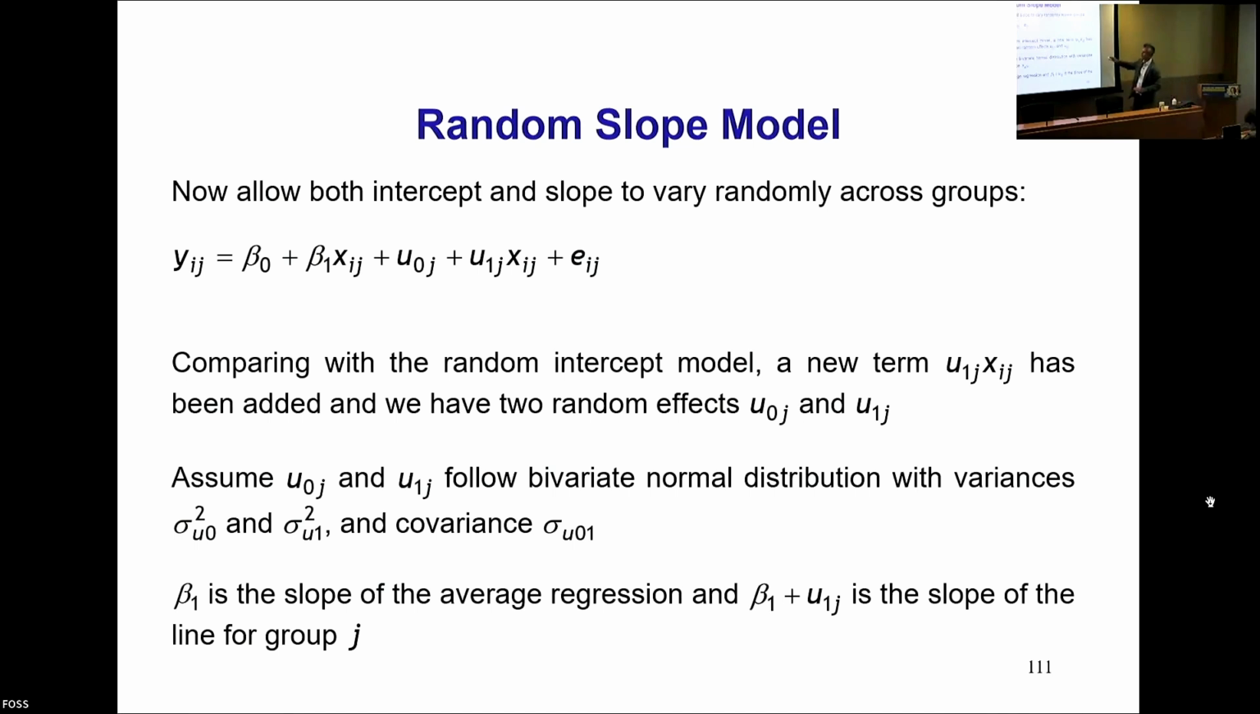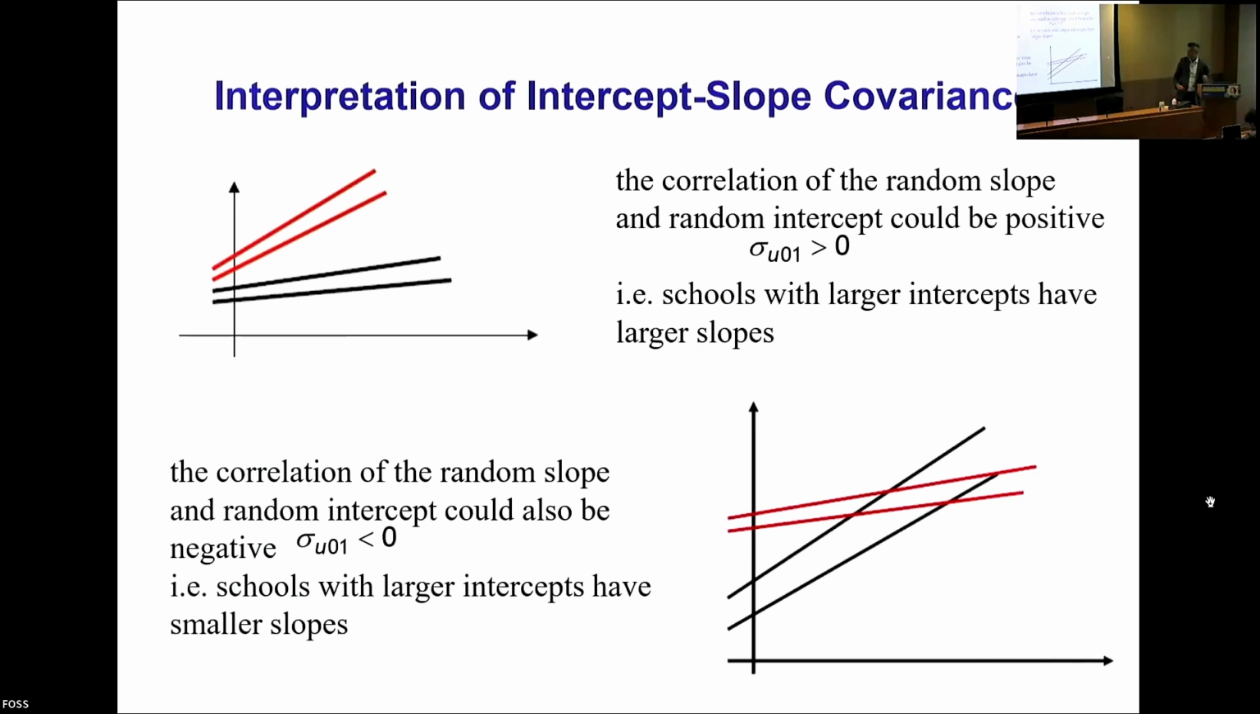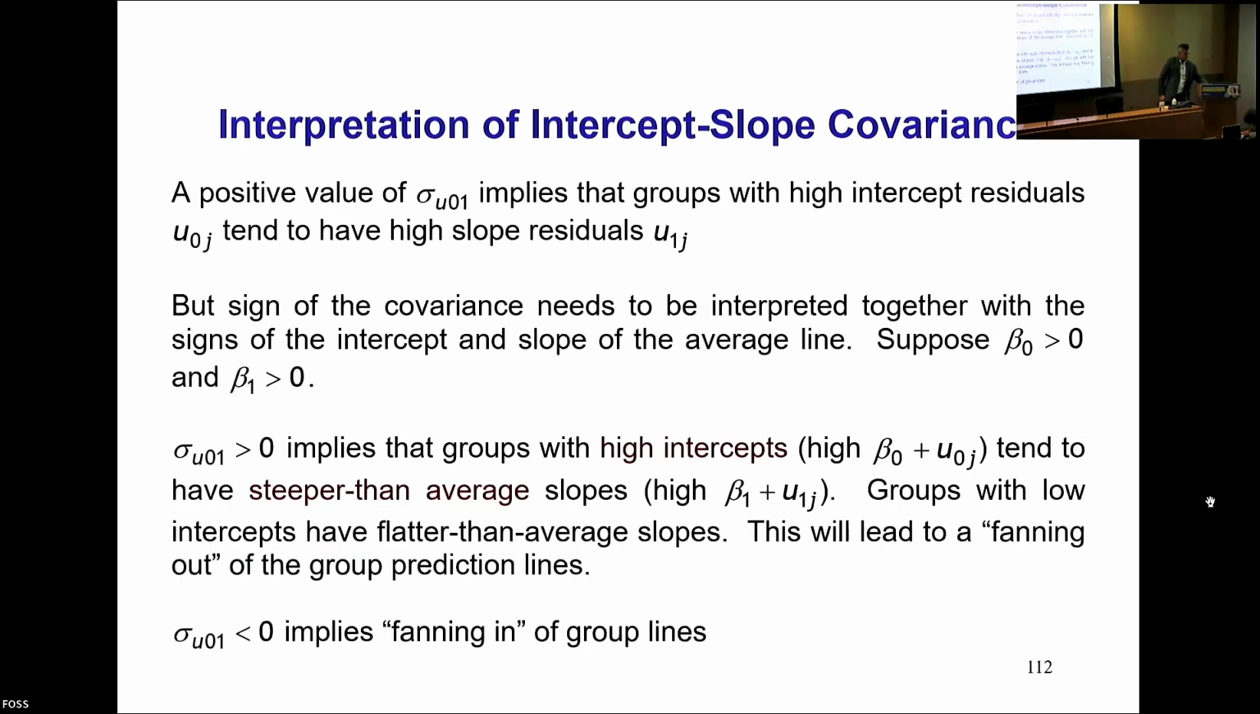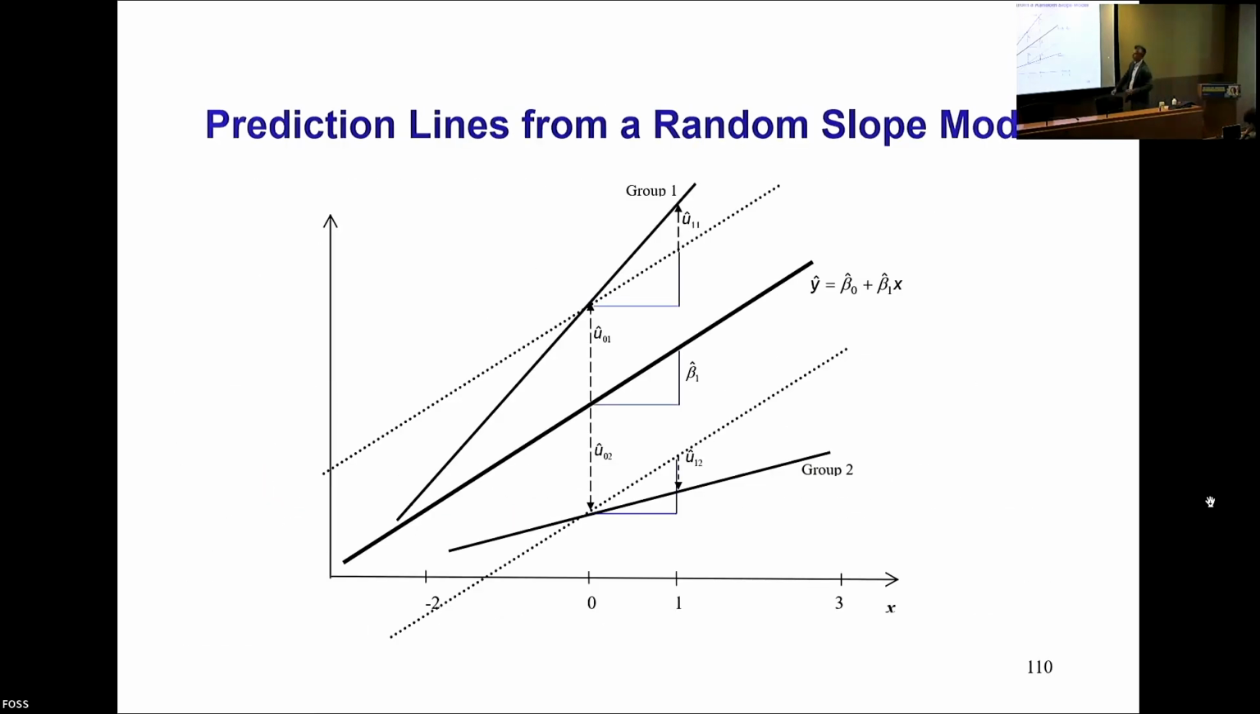The other aspect to this is that we're getting a correlation between the x values and the U1Js, the x values and the slope residuals. This correlation is what is driving this pattern of lines that are fanning out or fanning in. So if the correlation between the random slope and random intercept, let me show this visually. This is the random intercept, and this is the random slope.